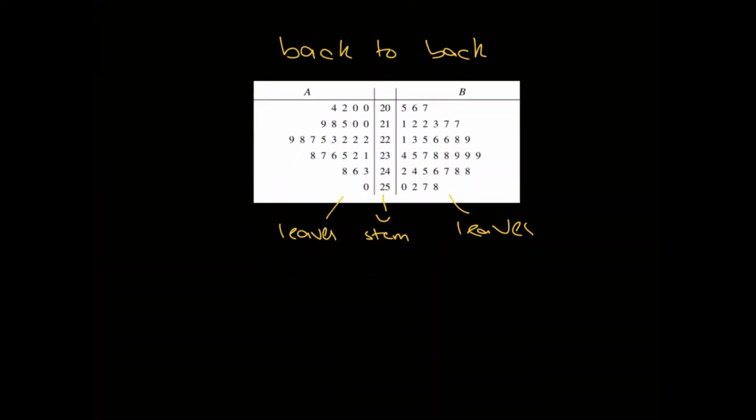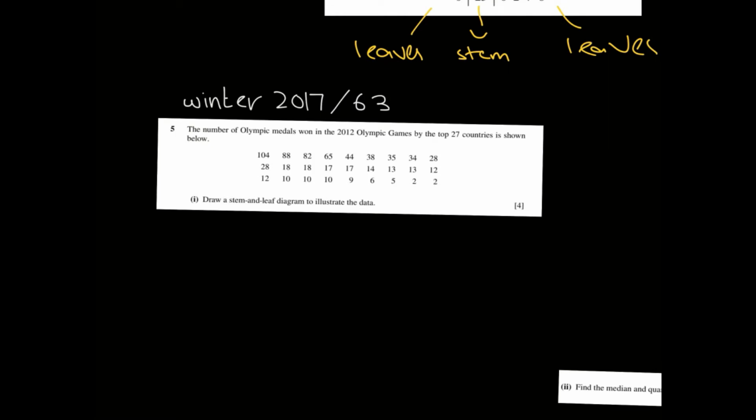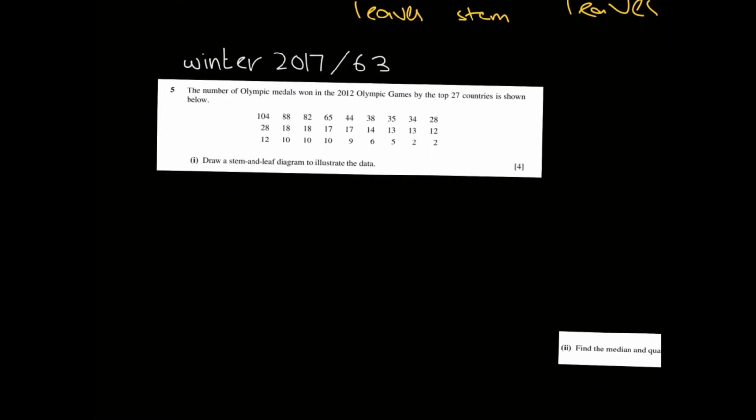Let's just dive into some past paper questions and see how we can solve a stem and leaf diagram question. This question is from Winter 2017, variant 6.3. It says that the number of Olympic medals won in the 2012 Olympic Games by the top 27 countries is shown below. Draw a stem and leaf diagram to illustrate the data.